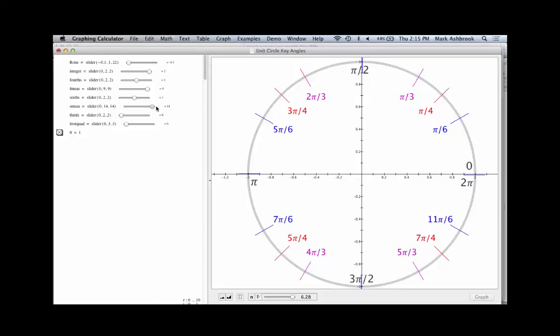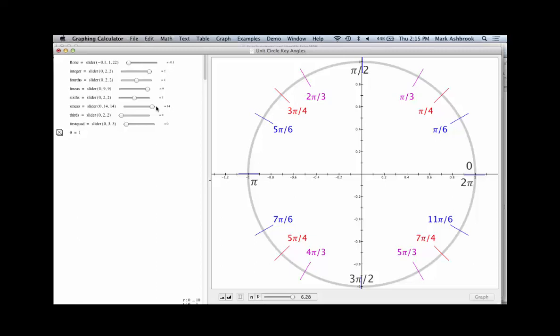And then there's the ones we already knew, 0, pi over 2, pi, 3 pi over 2, 2 pi. So here's what we call the 16 key angles of the circle. Okay, so this gives us 16 angles based on symmetry with the axes.